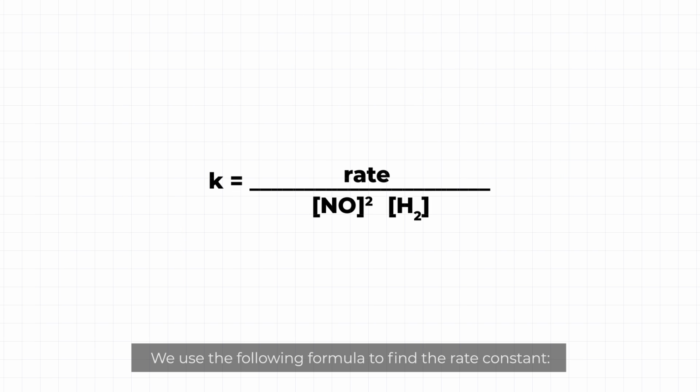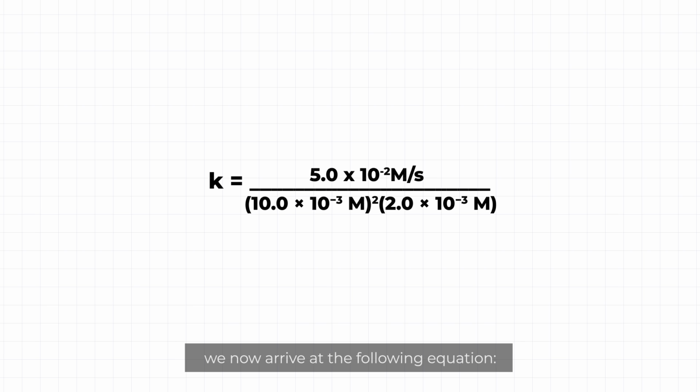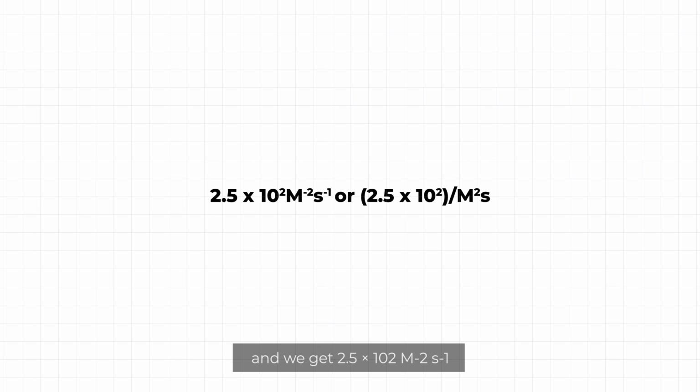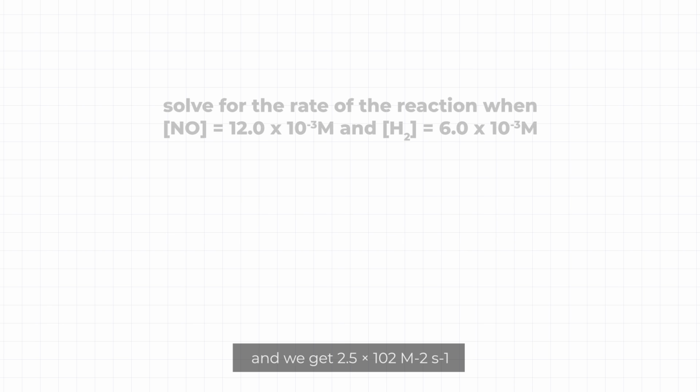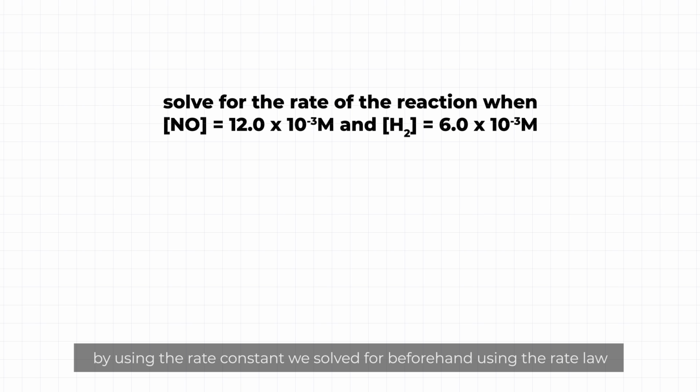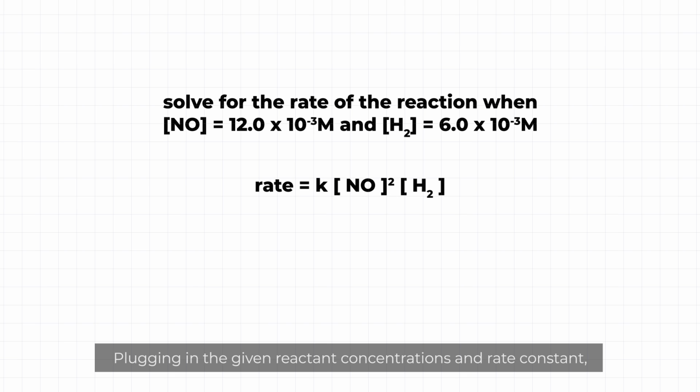We use the following formula to find the rate constant. Plugging in the values from experiment 2, we now arrive at the following equation. And we get 2.5 times 10 raised to 2 M raised to negative 2 times s raised to negative 1. We can now solve for the rate of the reaction when NO is equal to 12.0 times 10 raised to the power of negative 3 M, and H2 is equal to 6.0 times 10 raised to the power of negative 3 M, by using the rate constant we solved for beforehand using the rate law.